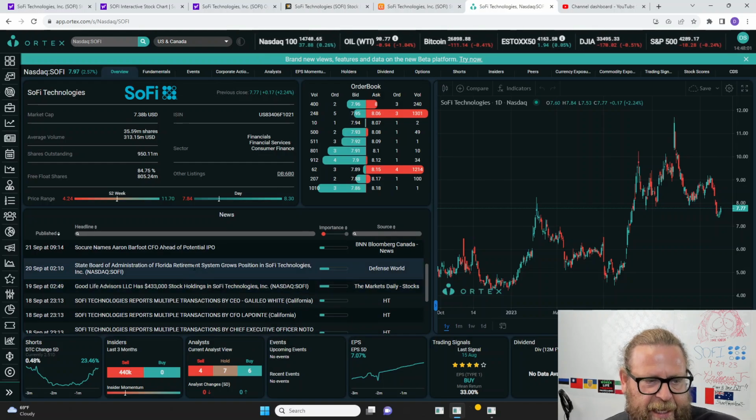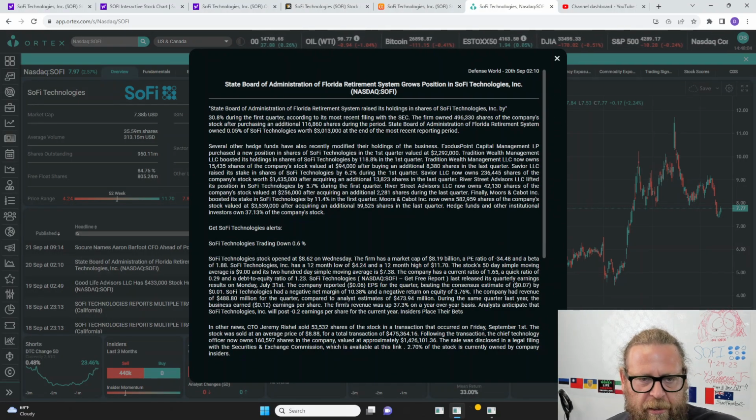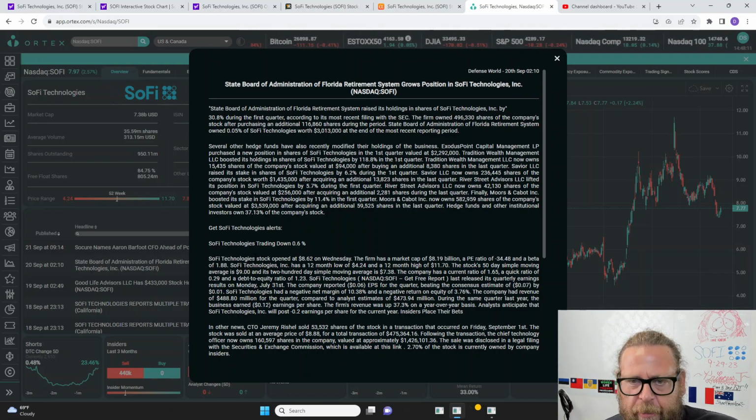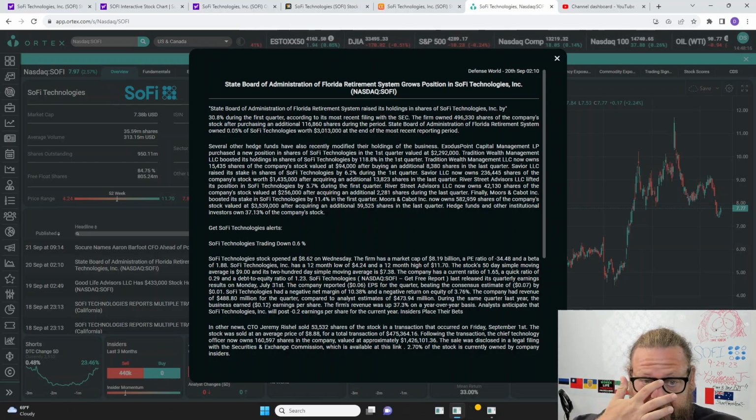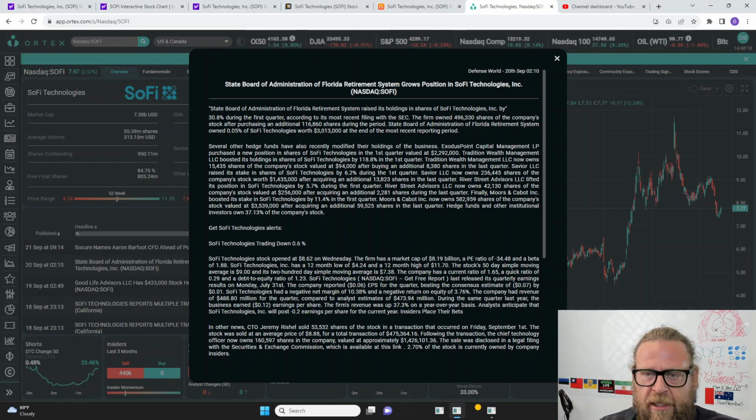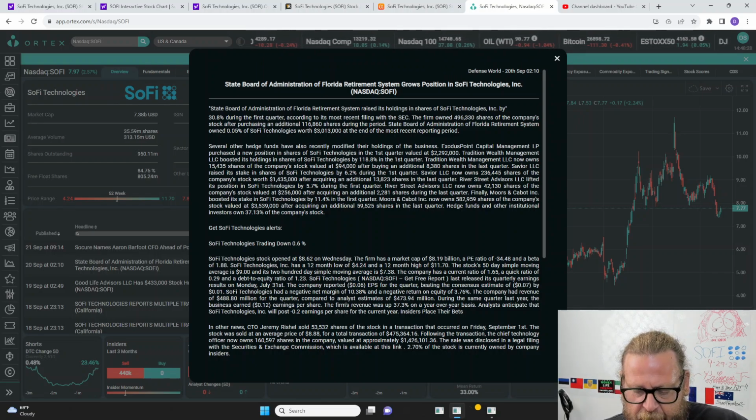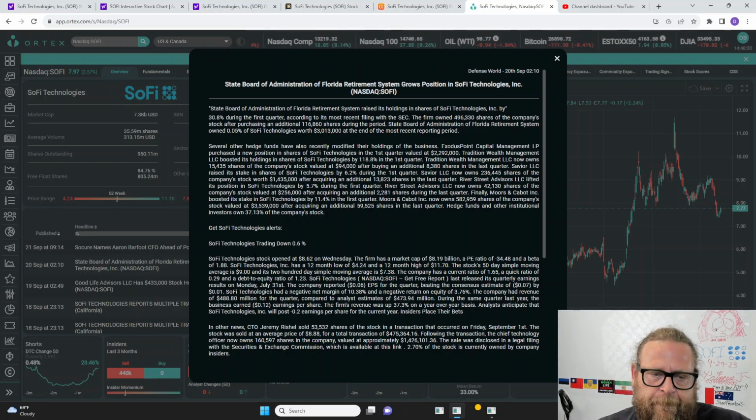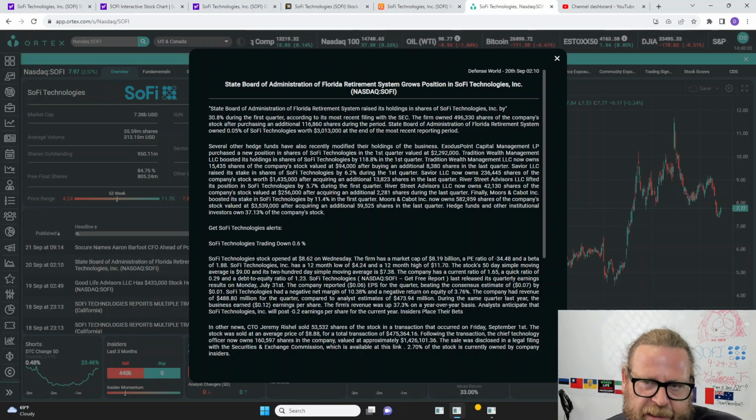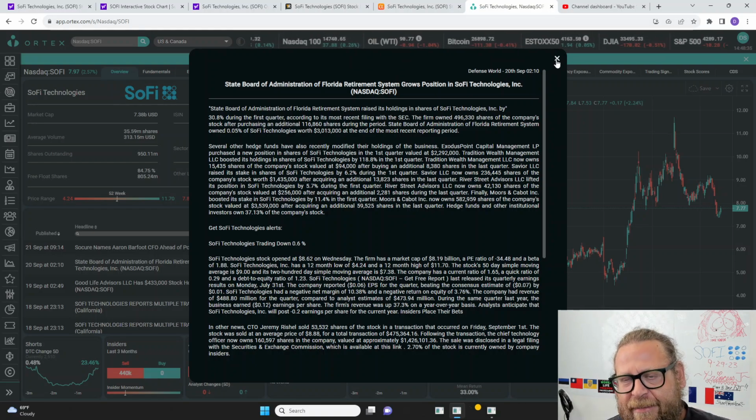Then you see down here, State Administration of Florida. So this is the Florida Retirement. In the first quarter, they purchased a new position in SOFA. Oh no, I'm sorry, I'm reading the wrong company. The firm owned 496,000 shares of the company after purchasing an additional 116,000 shares during the first quarter. So the State Board Administration of Florida Retirement System owns 0.05% of SOFI, worth $3 million at the end of the reporting period. This is what you want to see, guys. This is institutional buying that sticks.